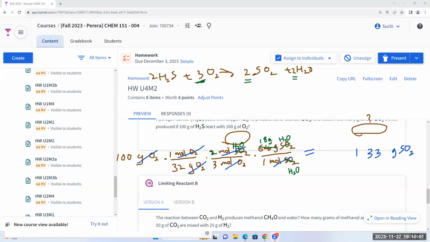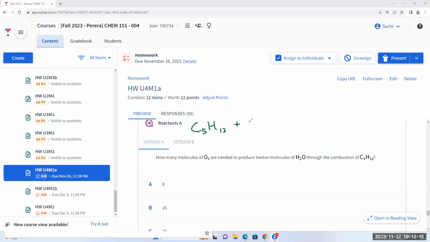Do we have any other questions, concerns, comments about this? By the way, this is the most complicated version of the questions you can get. Combustion means reacting with oxygen will produce CO2 and H2O. Then we need to balance this.